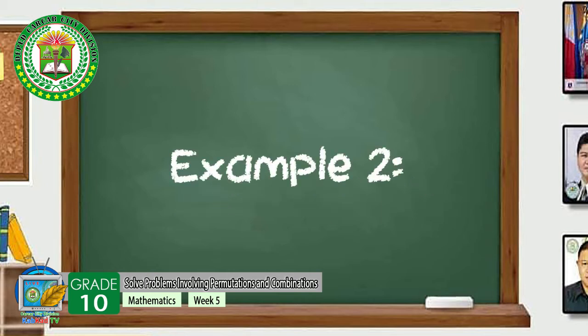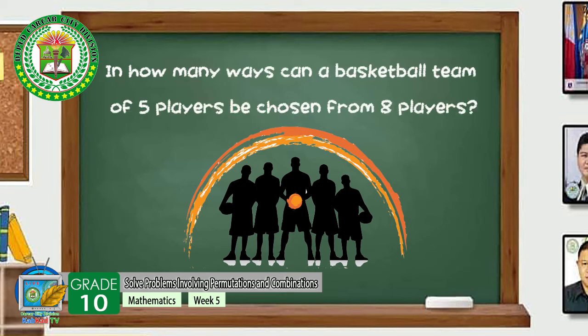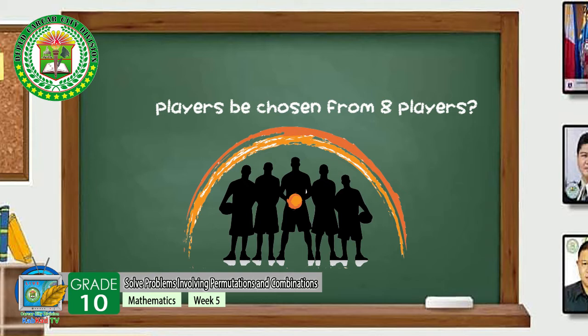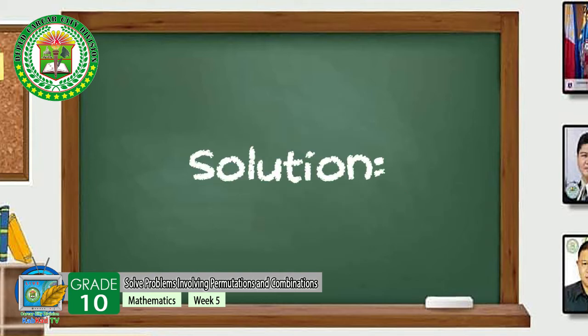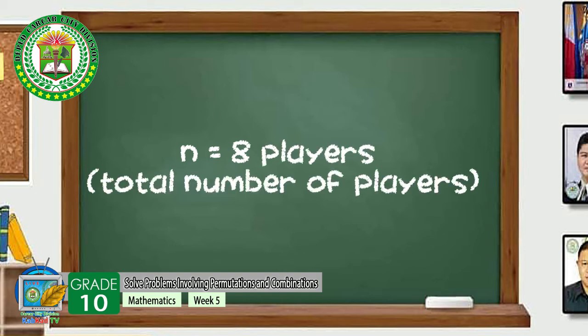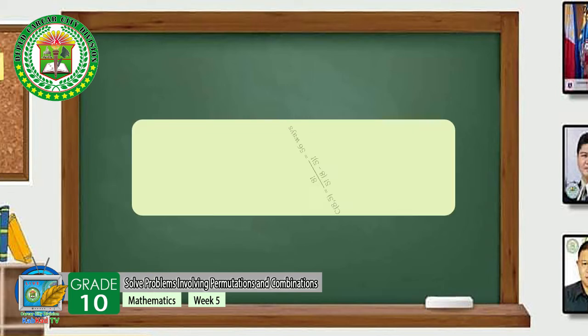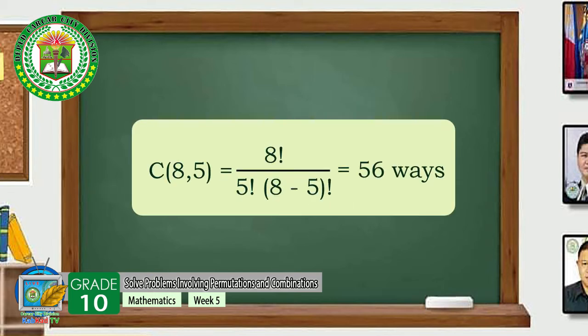Example number 2. In how many ways can a basketball team of 5 players be chosen from 8 players? Here's the solution. N is equal to 8 players, meaning the total number of players. And r is equal to 5 players, the number of players to be selected. So that is C of 8 of 5 is equal to 8 factorial all over 5 factorial times the quantity of 8 minus 5 factorial.